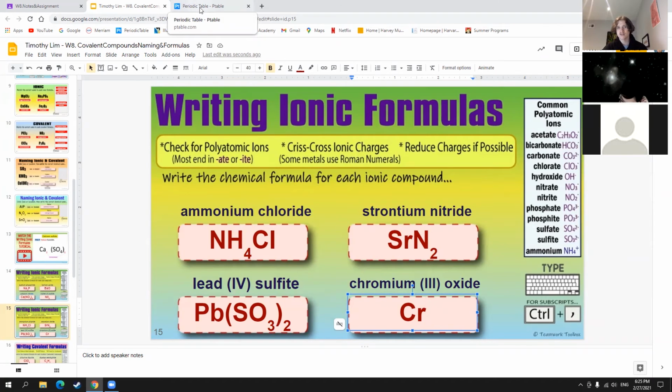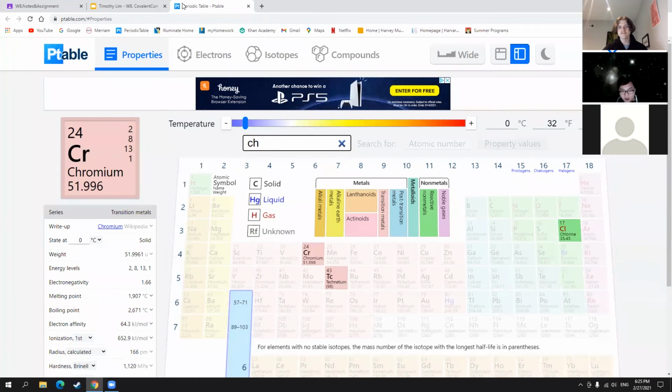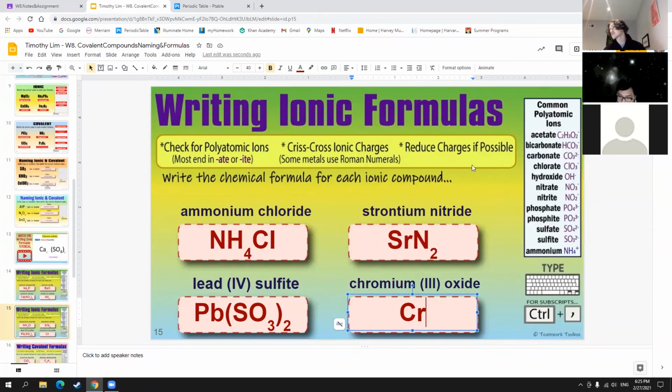In this case, do you know what the charge of chromium is? In this specific case, no, it's not related to the periodic table. It's on the slide. There's a hint here. The charge is 3. Yes, positive 3. So the charge is 3. And then write in the oxygen, write the O.